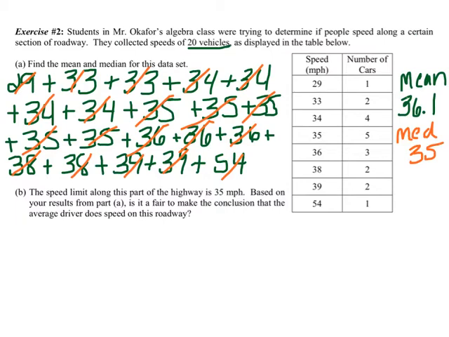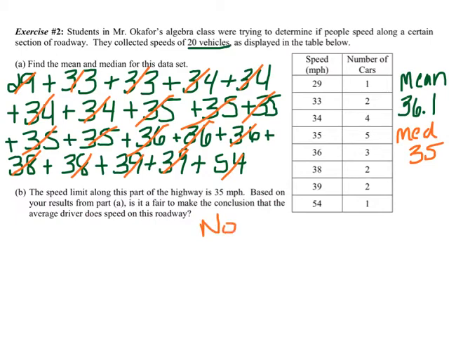Let's answer question B. These are the types of questions that you're going to see on your Common Core Regents exam. The speed limit along this part of the highway is 35 miles per hour. Based on your results from Part A, is it fair to make a conclusion that the average driver does speed on this roadway? Well, I said no, and here's the reason why.